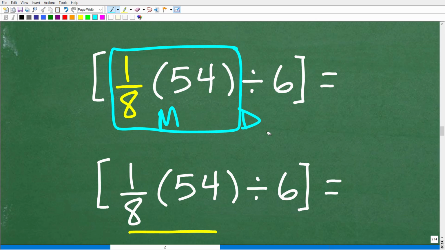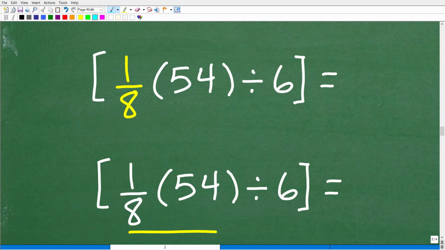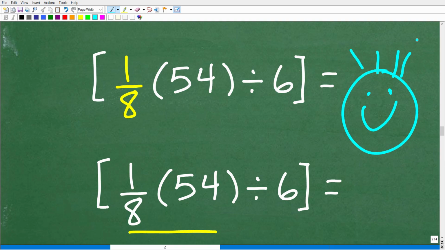And of course, we get to deal with fractions. I know everyone's so excited, like, yay, fractions. I love fractions. Well, in actuality, people don't like fractions.